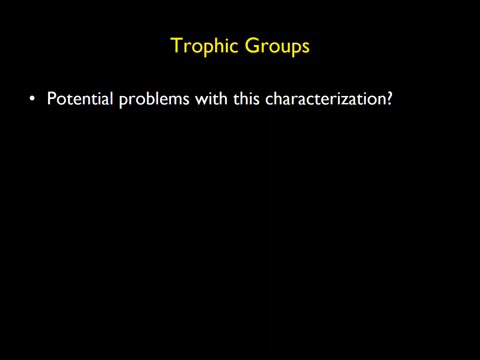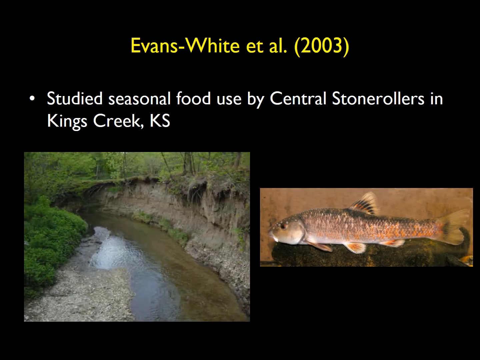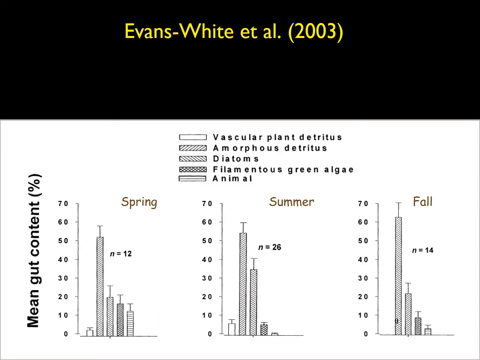But like with any classification, there are potentially issues with it. It's a study looking at food use by central stone rollers out in Kansas. And when they looked at diet data, you can see, so when we think of central stone rollers as herbivores, diatoms are this sort of upper left to lower right slanted bar, and then filamentous green algae are the X's there, the cross-hatching.